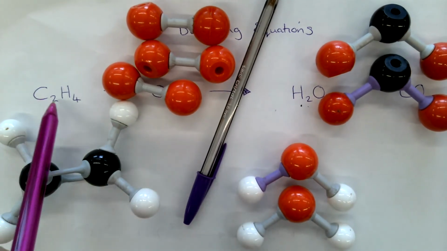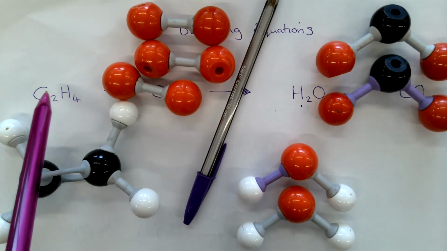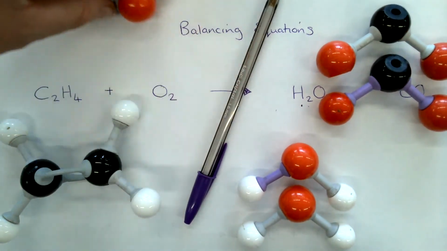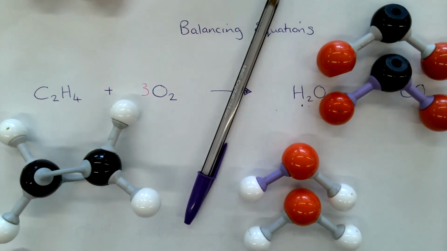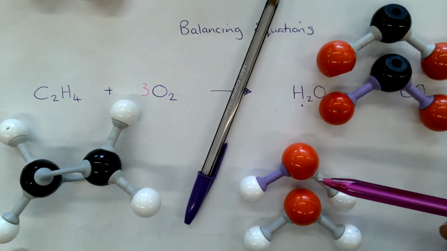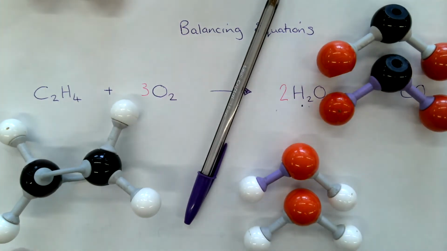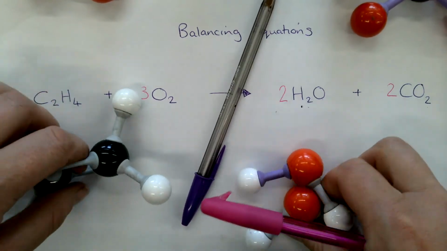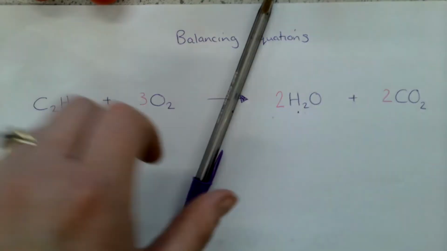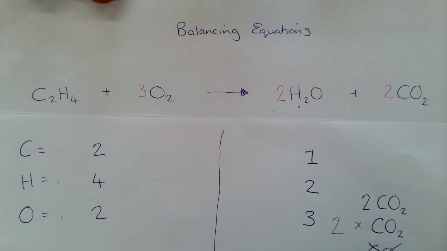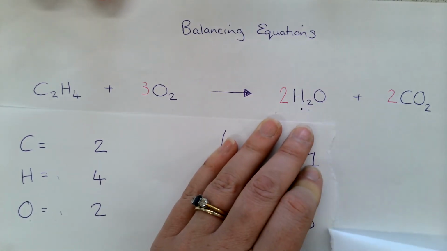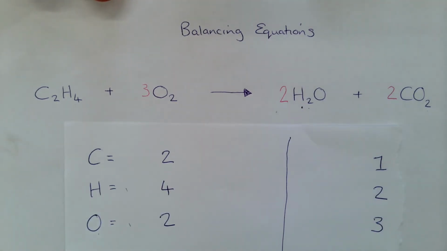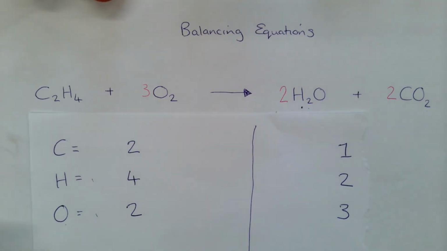So for this, I've got 1 lot of ethene. I said I needed 3 lots of oxygen, so I put my 3 here to show I've got 3 lots of oxygen. I said I'm going to make 2 water molecules. My 2 goes there. And I'm going to make 2 lots of carbon dioxide. If I'm unsure, I can go back to my shopping list and see if I've got this right. It's not off-putting. I can have a look to see what I've got on each side.